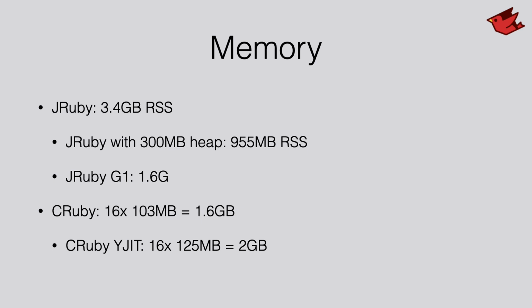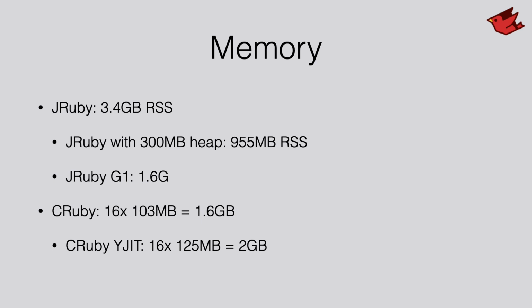We can configure this down to have only a 300 megabyte heap, which results in a little bit smaller than a 1 gigabyte process. We can also use different garbage collectors that are more efficient about memory use. JRuby using the G1 garbage collector uses about half as much memory as running with the parallel collector. On the other hand, we've got standard Ruby. 16 instances of that are already 1.6 gigabytes. With YJIT doing its magic and compilation, that bumps up a bit, and now Ruby is actually quite a bit larger than the two tuned JRuby instances.